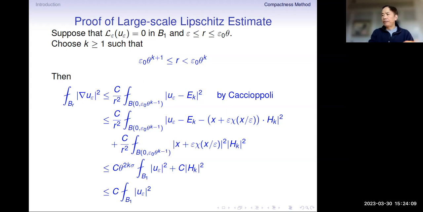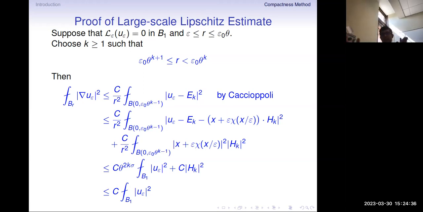That's just a Caffarelli-type estimate for elliptic equations or systems. E_k there can be any constant. And then you subtract that linear function plus the corrector. And so, by the triangle inequality, you have a second term. The second term has an h_k. And so we need the estimate on h_k to have a bound for the second term. Maybe that answers your question.